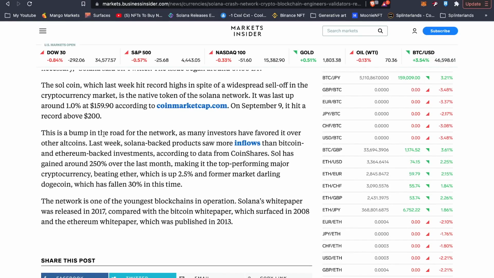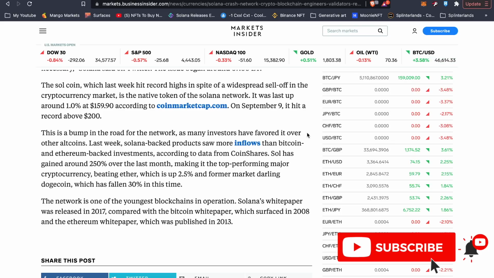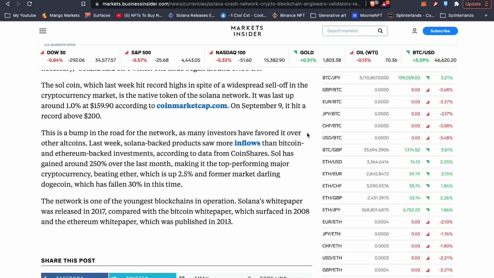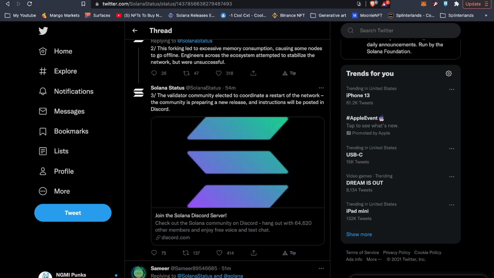This is a bump in the road for the network, and I agree with this, as many investors have favored it over other altcoins. Last week, Solana-backed products saw more inflows than Bitcoin and Ethereum-backed investments, according to data from CoinShares. Sol has gained around 250% over the last month, making it the top-performing major cryptocurrency, beating Ether, which is up 2.5%, and former market darling Dogecoin, which has fallen 30% in the same time.